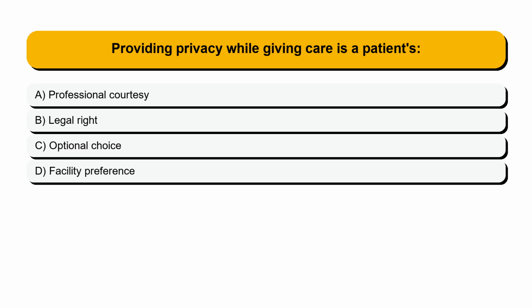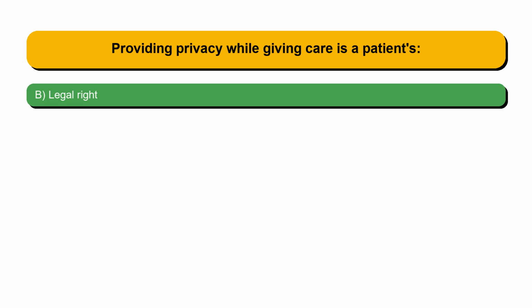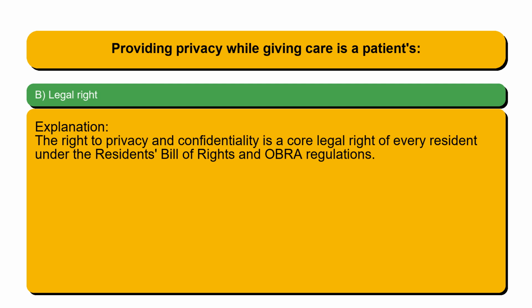Question 97. Providing privacy while giving care is a patient's: Option A. Professional courtesy. Option B. Legal right. Option C. Optional choice. Option D. A facility preference. The correct answer is option B. Legal right. The right to privacy and confidentiality is a core legal right of every resident under the Residents' Bill of Rights and OBRA regulations.